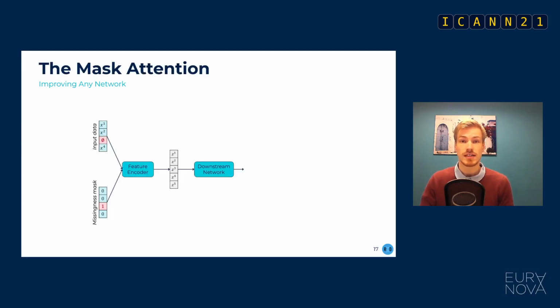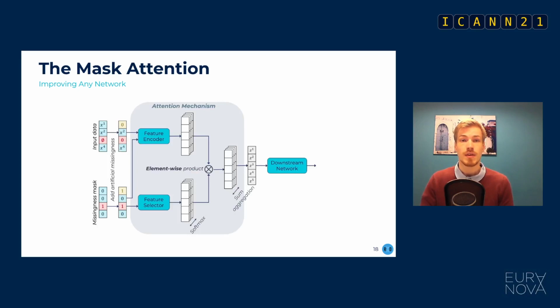Imagine you have a task and a neural network to solve the task. To make use of the mask attention, the network has to be split into two parts, a feature encoder and a downstream network. Then, the feature encoder has to be adapted so as to produce multiple latent representations instead of one. Finally, the mask attention can be used to average these representations into a final, missingness robust latent representation.